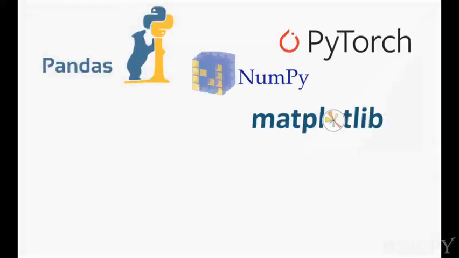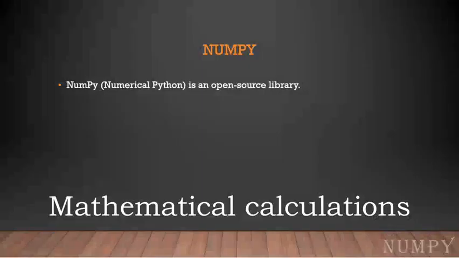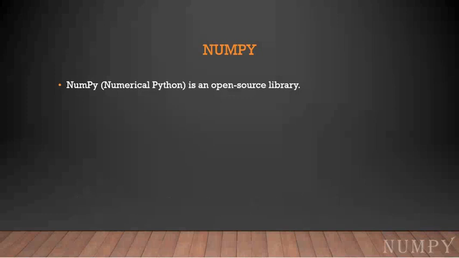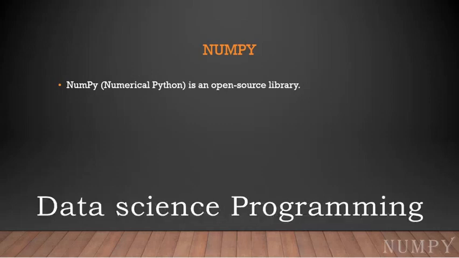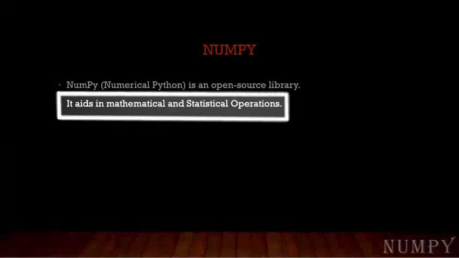Now let us deal with some of the libraries which we'll be working on in Python. The first one is NumPy. NumPy refers to Numerical Python. It is an open source library that aids mathematical and numerical calculations. It can also be described as computational and scientific, which can again be referred to as engineering and data science programming. In short, it is an essential library which aids in mathematical and statistical operations.